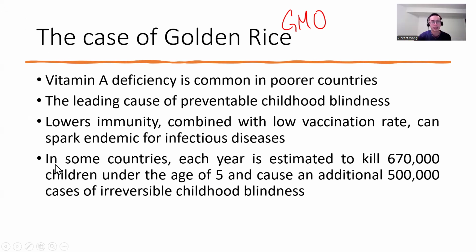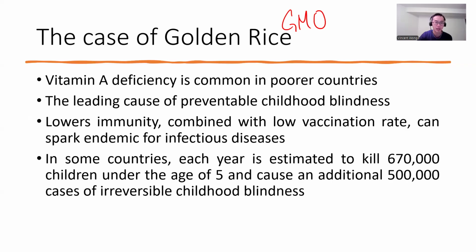Right? So then in some countries each year, it is estimated that vitamin A deficiency is related to 670,000 deaths in children under the age of 5 and causes an additional 500,000 cases of irreversible childhood blindness. So obviously, this is a serious problem and it needs to be addressed.